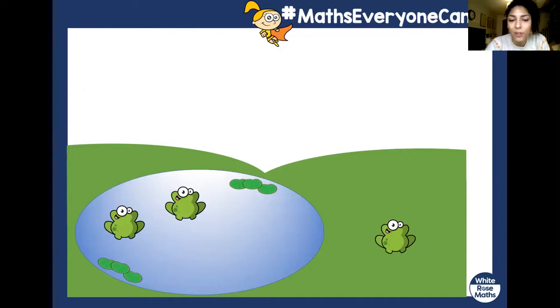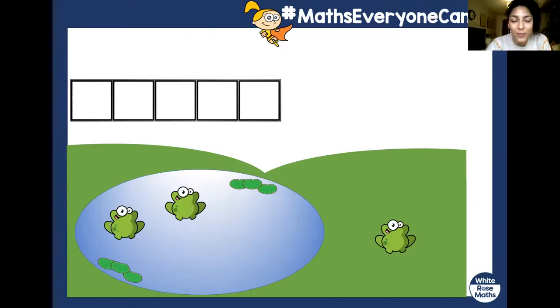Oh, how many frogs in the pond? 1, 2. Well done. And how many frogs on the grass? 1. So how many do you think we'll have all together? So let's get our 5s frame to help us. And we're going to use the red counters. How many in the pond? 1, 2. 2 frogs in the pond.